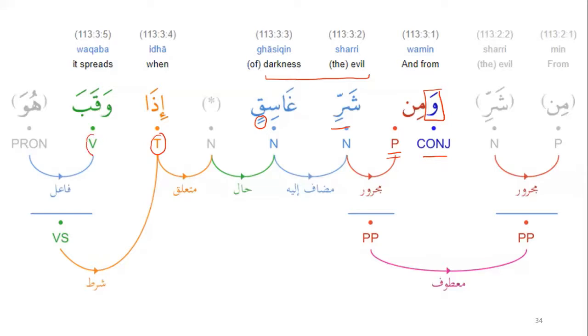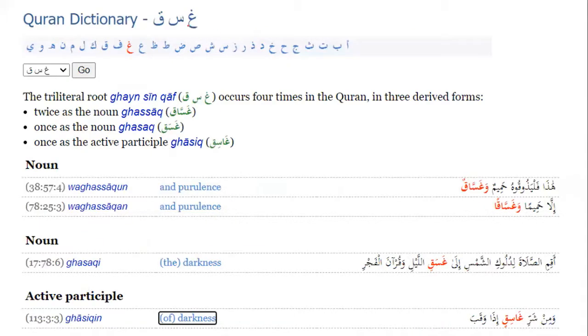Waqaba is a verb. And if we look at the details of some of these words, ghasaqa, the root letters ghain, sin, qaf, occurs 4 times in the Quran, and again is in 3 derived forms. Ghassaq, which is a noun, and once as also another noun, ghasaq, and once as the active participle, ghasiq. So again, active participle is one who does. So ghasiq is the one who, if we look at how it's being used over here, وَمِن شَرِّ غَاسِقٍ إِذَا وَقَبَ. So here it's being used as an active participle.